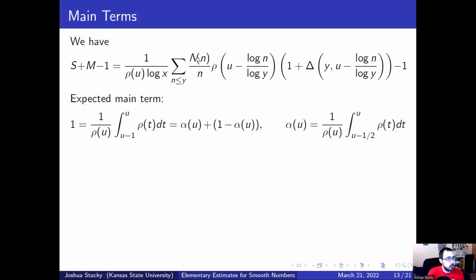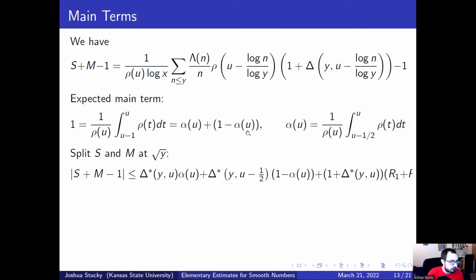And then I'm just going to group the terms after I split my sum at square root of y. It's easy to see that the terms coming from below square root of y should correspond to the alpha of u, and the terms bigger than square root of y should correspond to the bigger terms up here, of the second term. So split S and M at y. And basically you have to add and subtract the delta star term times each of the corresponding alphas.